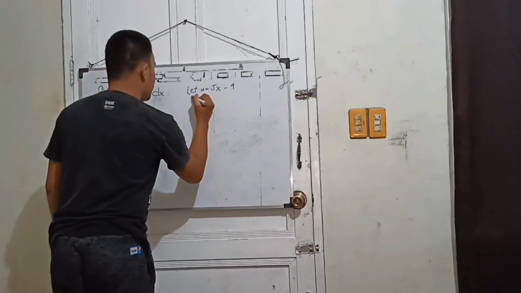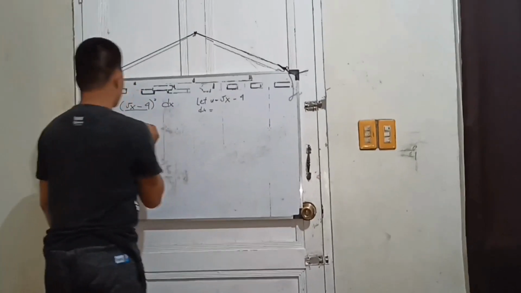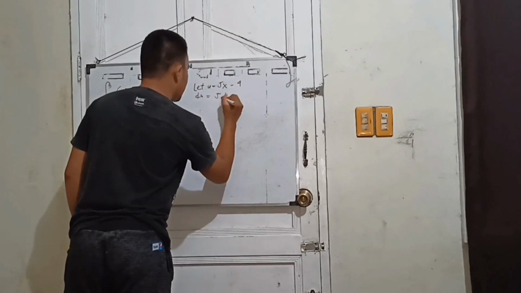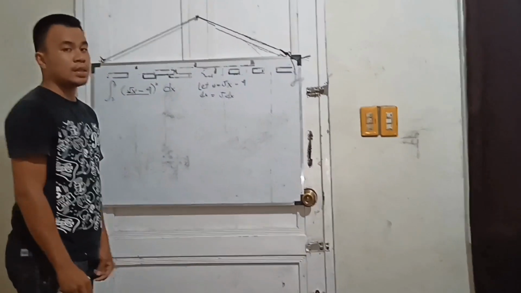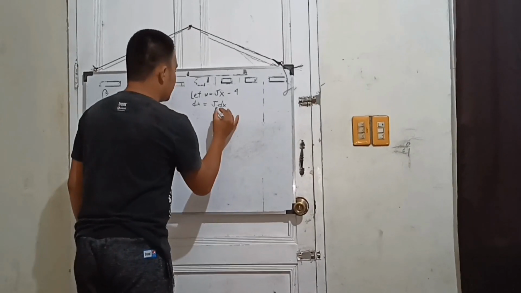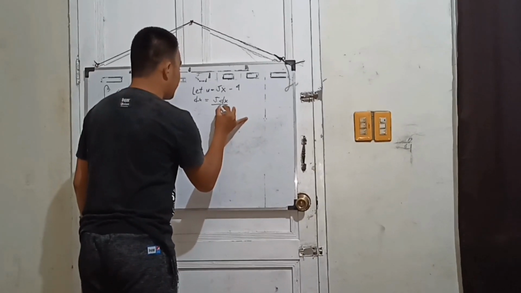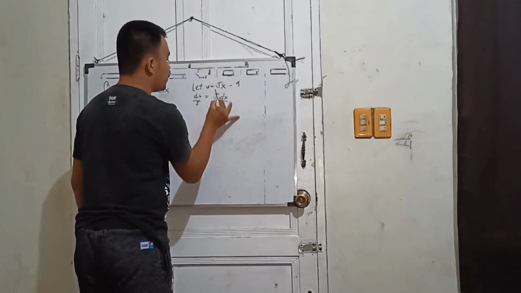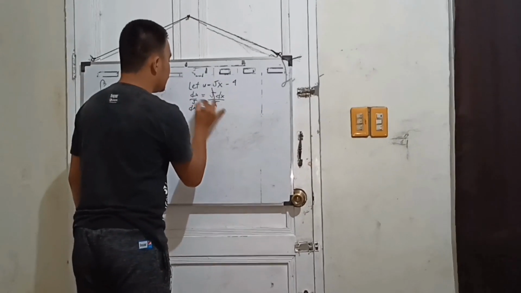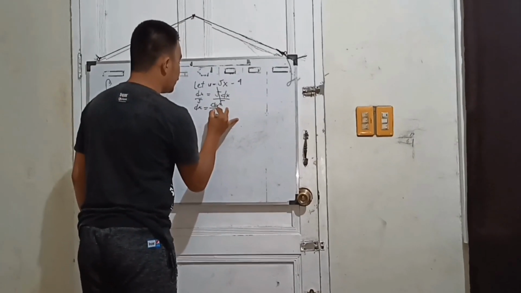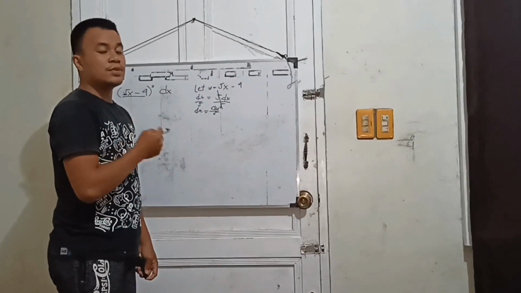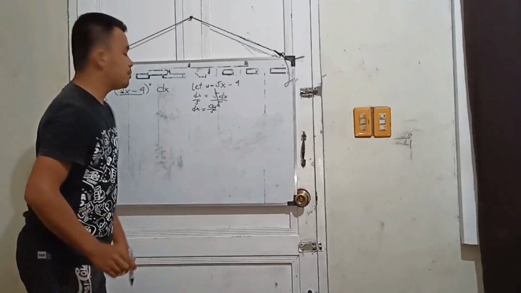And we let du be equal to 5 dx. So how can we find the value of dx? We can find it by simply dividing both sides by 5, so that we can cancel the 5 here, and dx will remain. So the value of dx will be du over 5. So now that we have successfully substituted u, we will solve it properly.